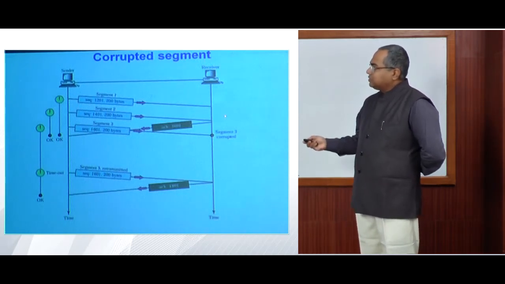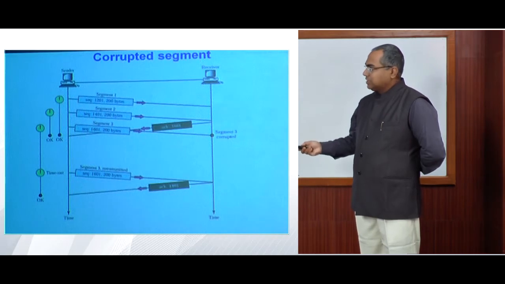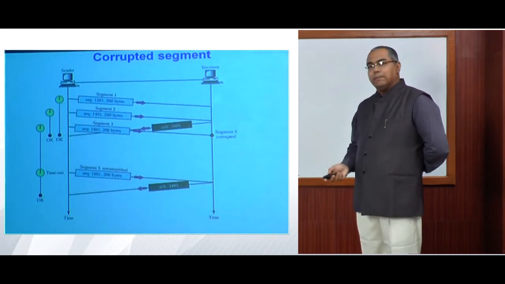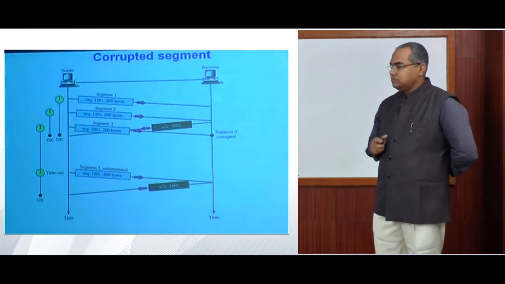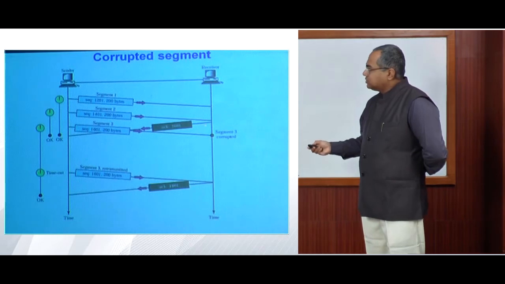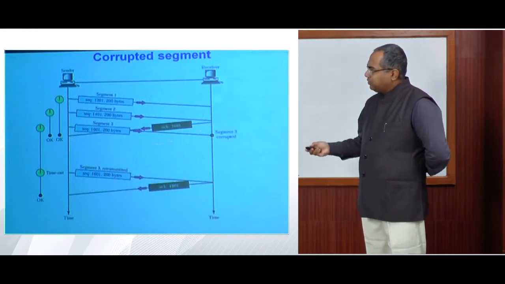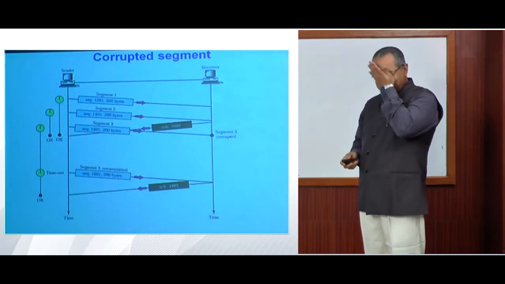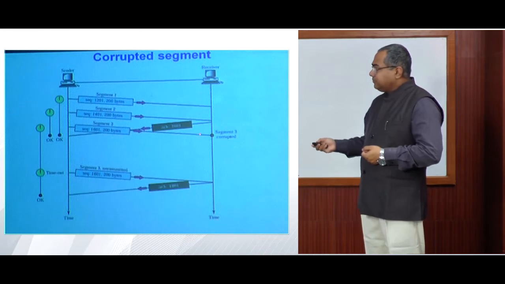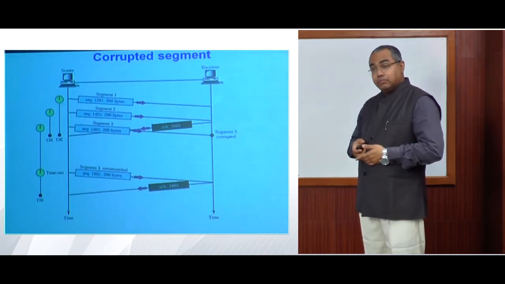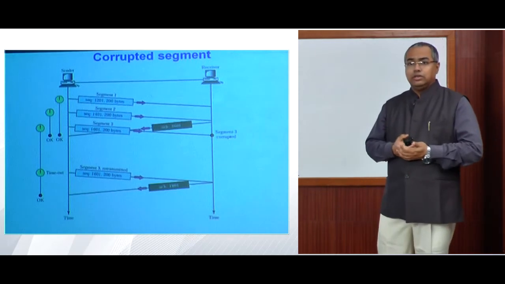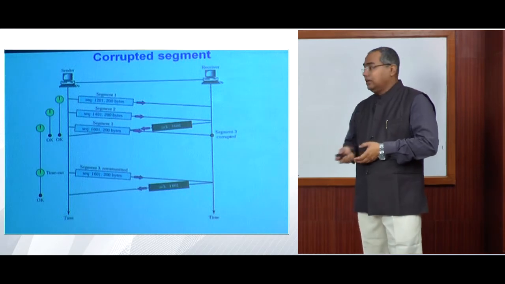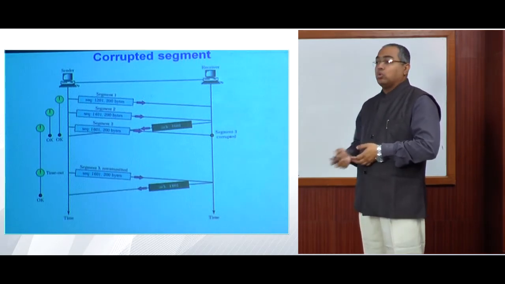Now, segment 1 has been sent, the timer started working, and the acknowledgement came back within my timeout period, as it shows OK. Fine. Segment 2 was transmitted, and before the timeout happened, my acknowledgement has come back, also showing OK. My segment 3 was transmitted, and it was received by the receiver, but the receiver has identified that segment 3 is corrupted.